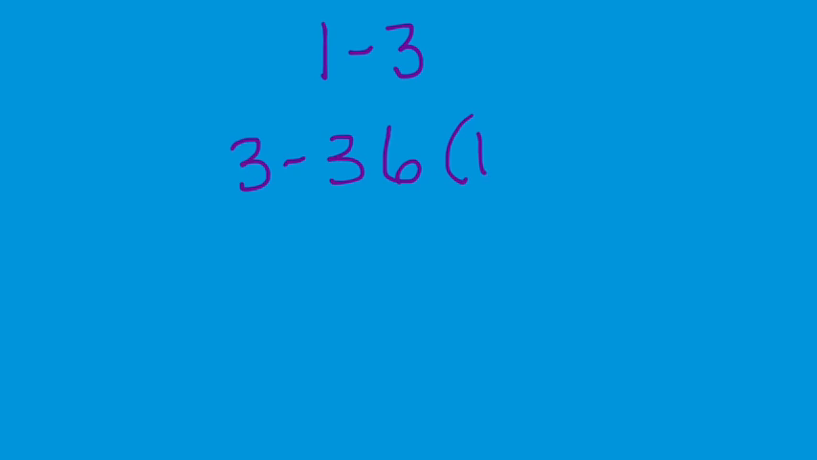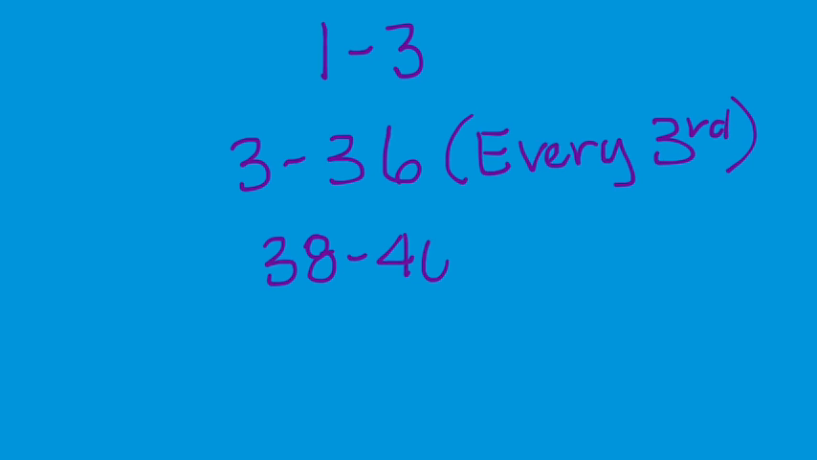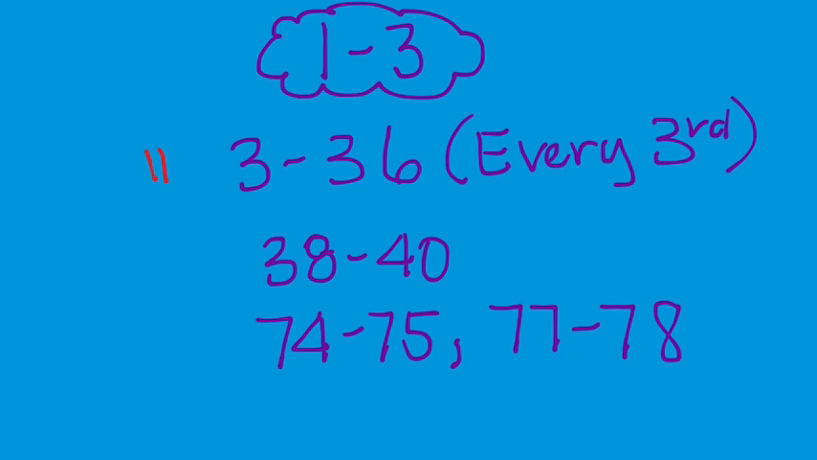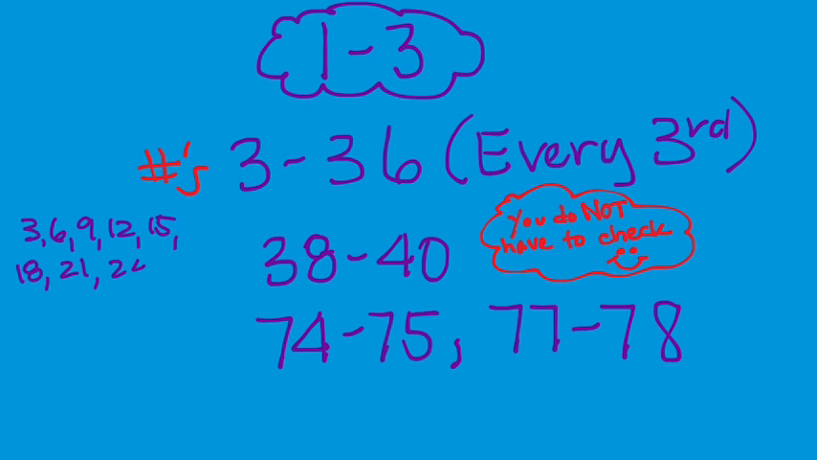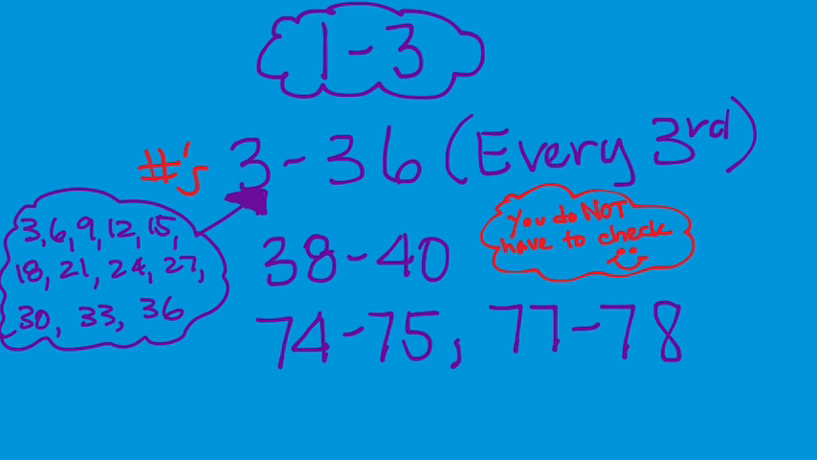Our homework for tonight is going to be 1-3 in the textbook, every third for 3 through 36. And every third just means 3, 6, 9, 12, 15, 18, 21, 24, 27, 30, 33, and 36.